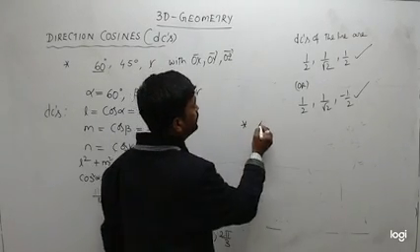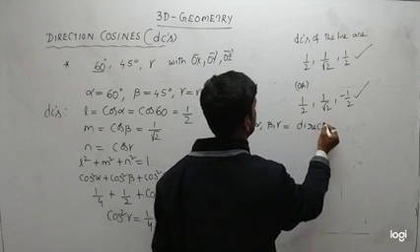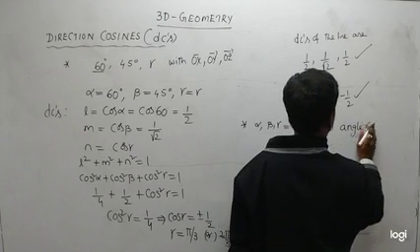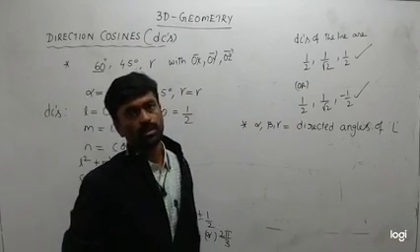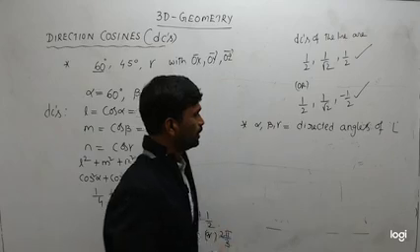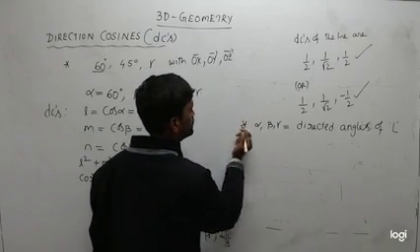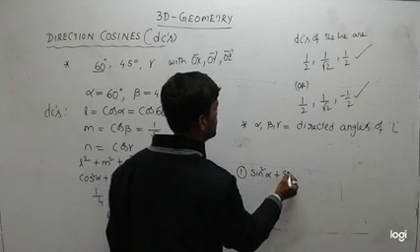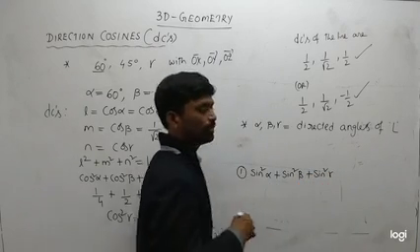Suppose alpha, beta, gamma are directed angles of a line L. Okay. That means alpha, beta, gamma are angles made by that line with OX, OY, OZ. Then the question is, what is the value of sine square alpha plus sine square beta plus sine square gamma? We have to find this value.